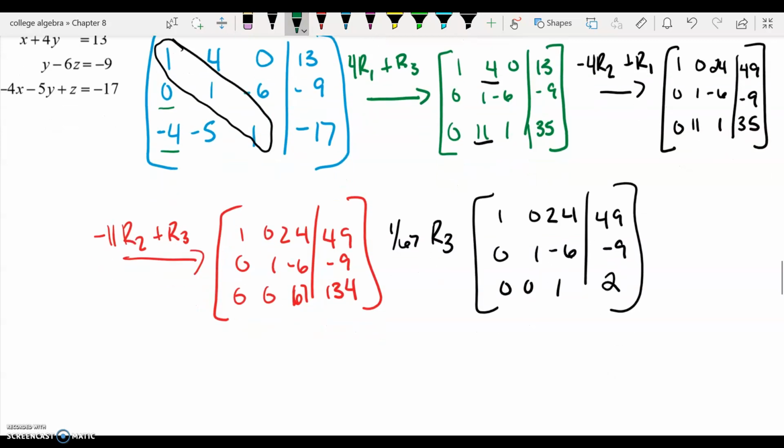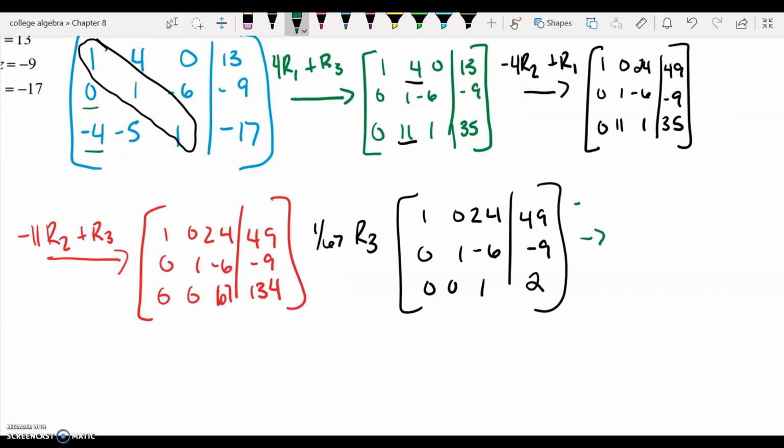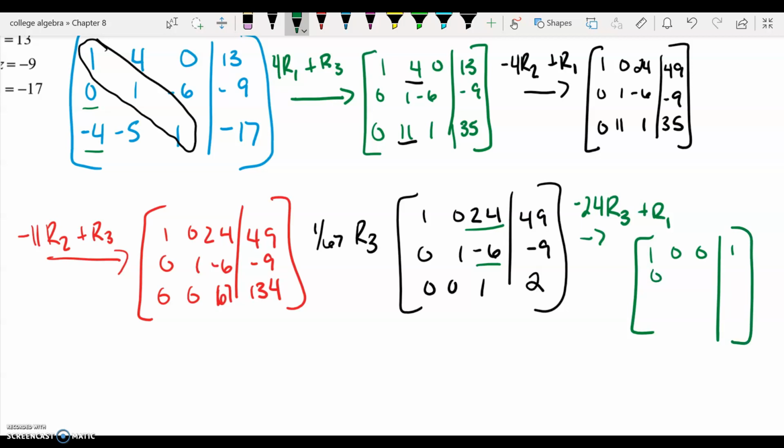Your z is 2. So the next thing we're going to do is multiply row 3 by negative 24 and add it to row 1 to get rid of the top number up there. So it's going to be 1, 0, 0. It ends up being a 1 right here. Row 2 did not change. Row 3 is going to stay the same. There's a bunch of different ways to do this. And then lastly, my last step, I'm going to take row 3 times 6 and add it to row 2.